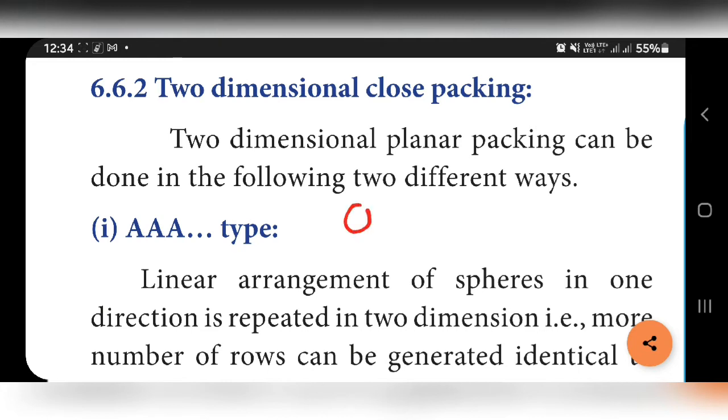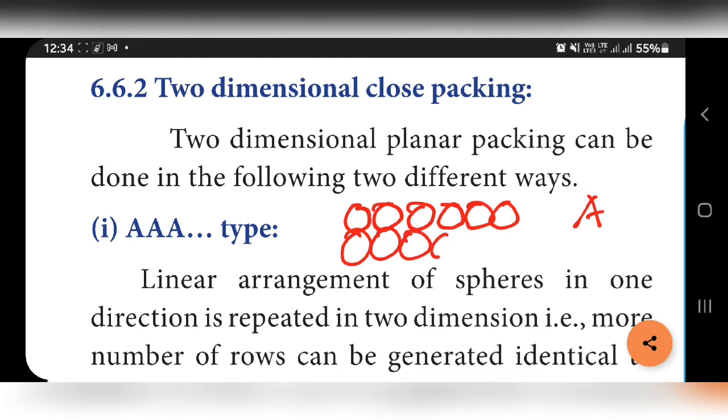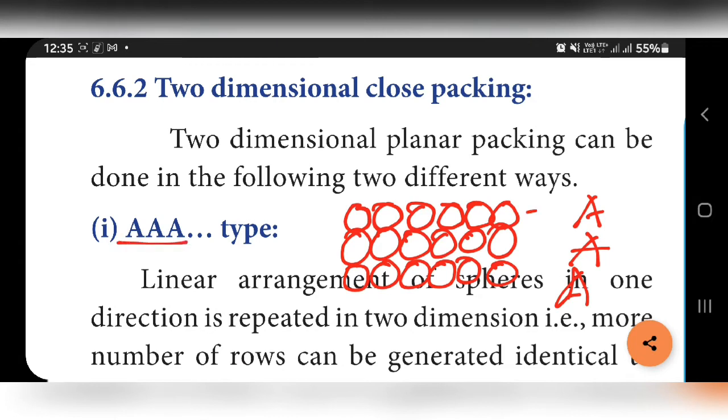If we consider this type is A, and the similar arrangement again takes place, that is A only. Again, exactly the same plane is placed below that plane, and that is called AAA type. If we consider this is A, the same placed below this plane is also named A. The same again placed below this line, in the same order, is also A. So this is called AAA type.